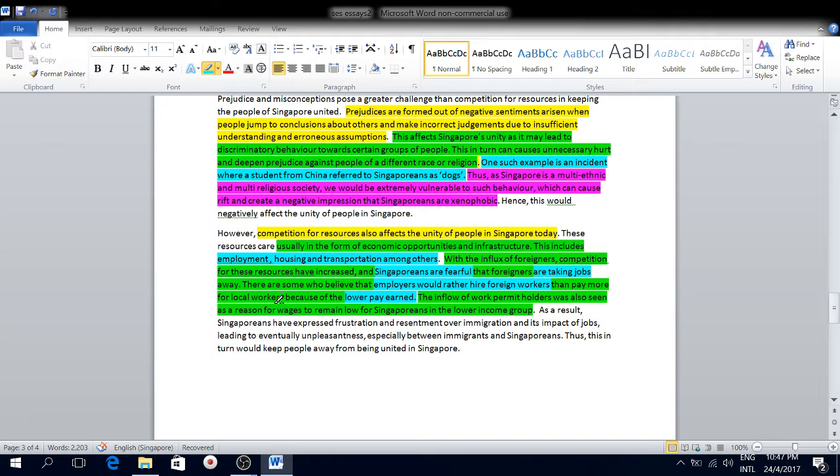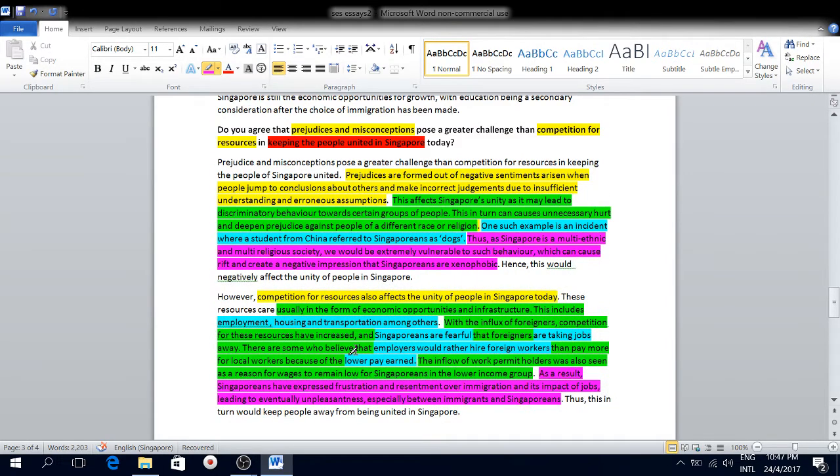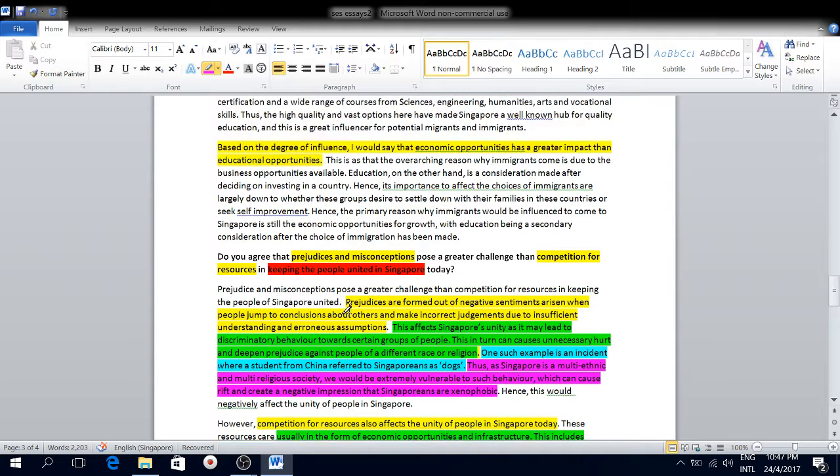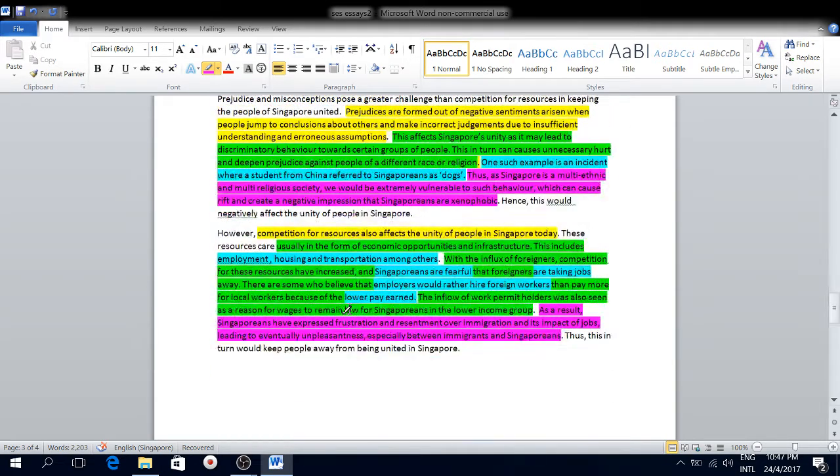Hence, what is the result? So in my explanation, as a result, Singaporeans have frustration and resentment, unpleasantness towards immigrants. Okay, if you have two groups of people who are unhappy with one another, that is when you will cause disunity. Okay, so this is my example for my second factor, explain.